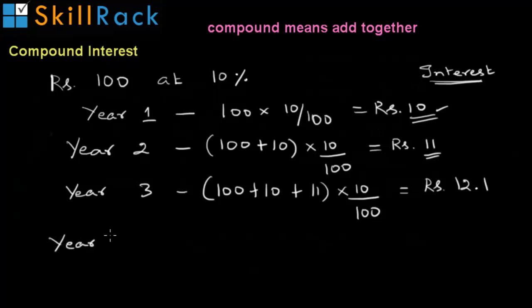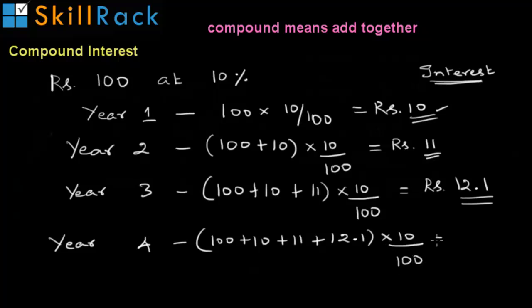Now at the end of year 4, we also take into account the year 3 interest, year 2 interest, and year 1 interest along with 100 and calculate the interest obtained at the end of year 4. So we include 12.1 into 10 by 100. So we get rupees 13.31 as interest at the end of year 4.